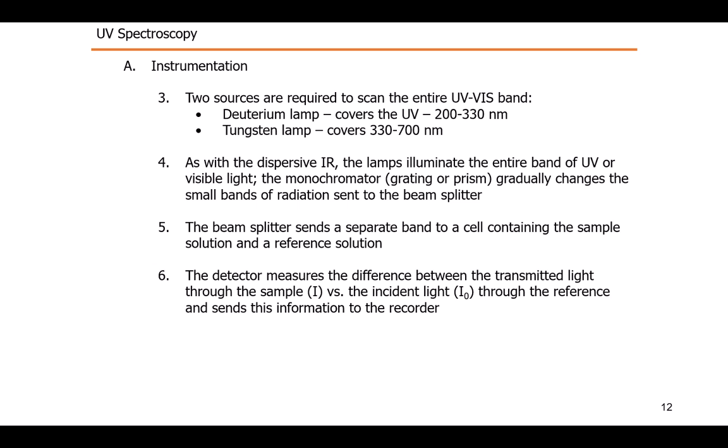So to cover the entire range of the radiations, the total region from 200 to 700 nanometer, a larger time is required for making the whole spectra. The beam splitter sends separate bands to the sample, each time a new band, and it takes time.